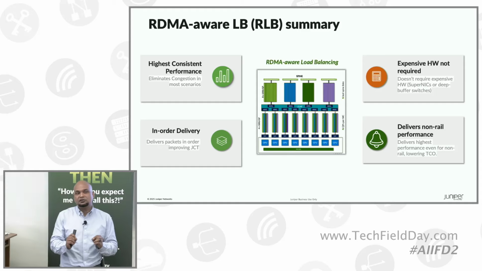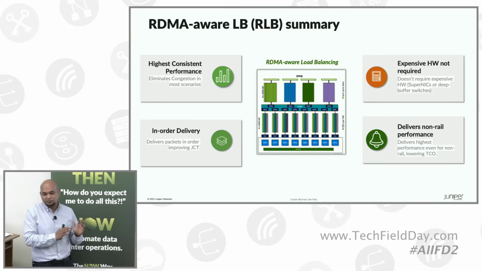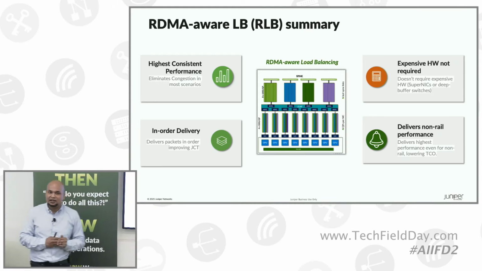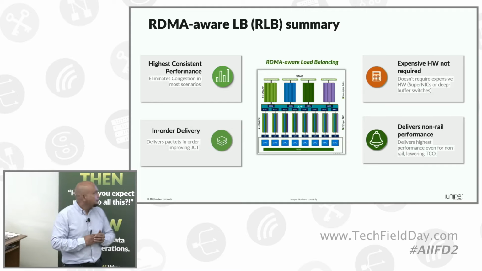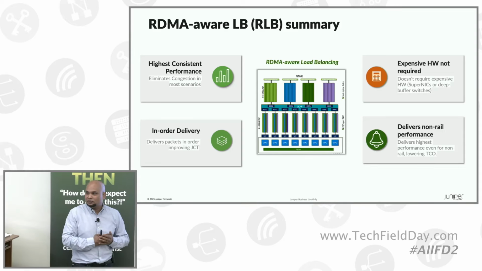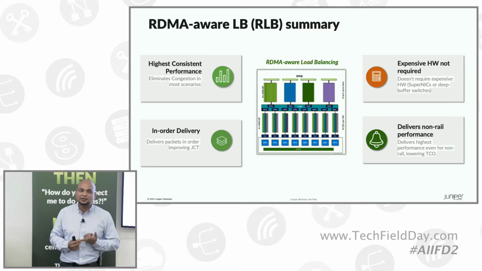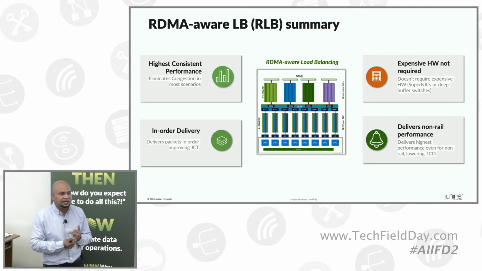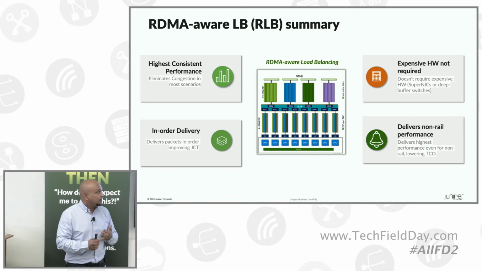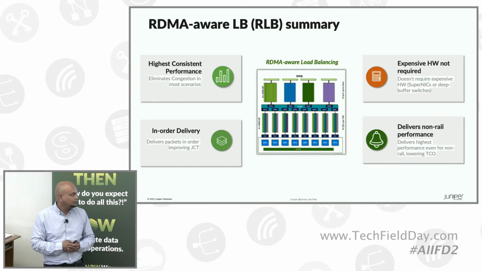So really, I summarize the benefit of this as a new, very simple idea. It uses all the components of Ethernet's routing protocols, and just by assigning determinism to these flows and converting it into a routing problem, you have consistent high performance, predictable in steady state. You have in-order delivery because in steady state the consecutive packets will follow the same path, and this is done without the need for any expensive hardware like extra NICs or SuperNICs or deep buffer switches and things like that. And this also delivers non-rail performance, which is highly desirable because of the properties.